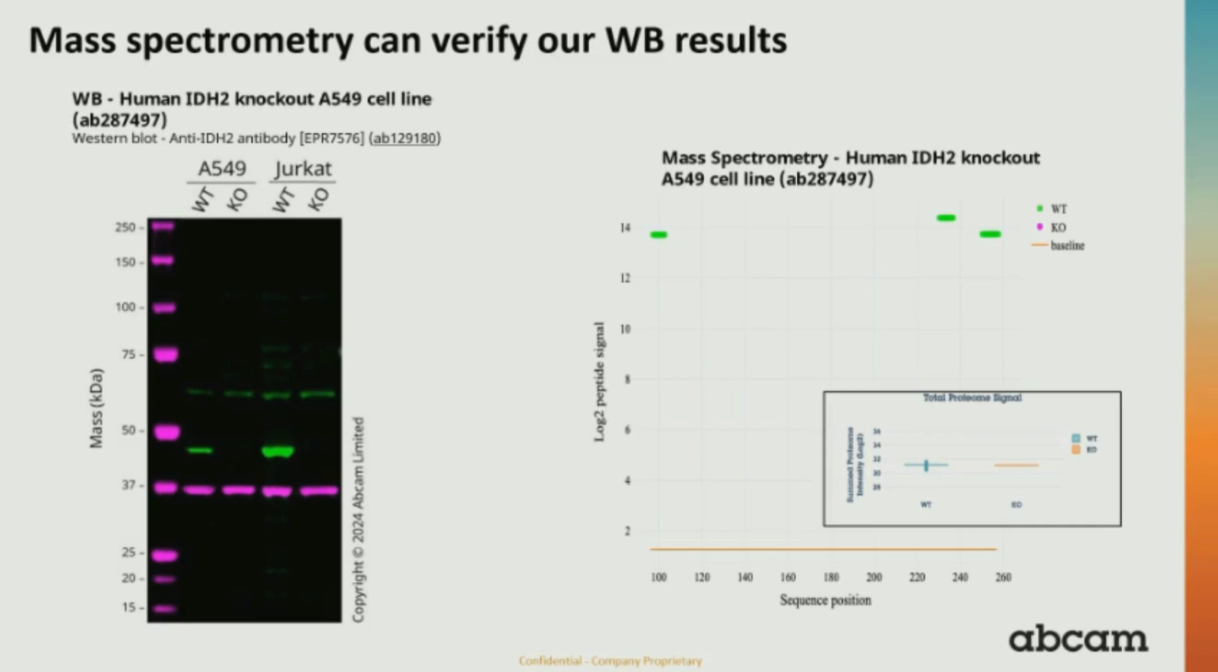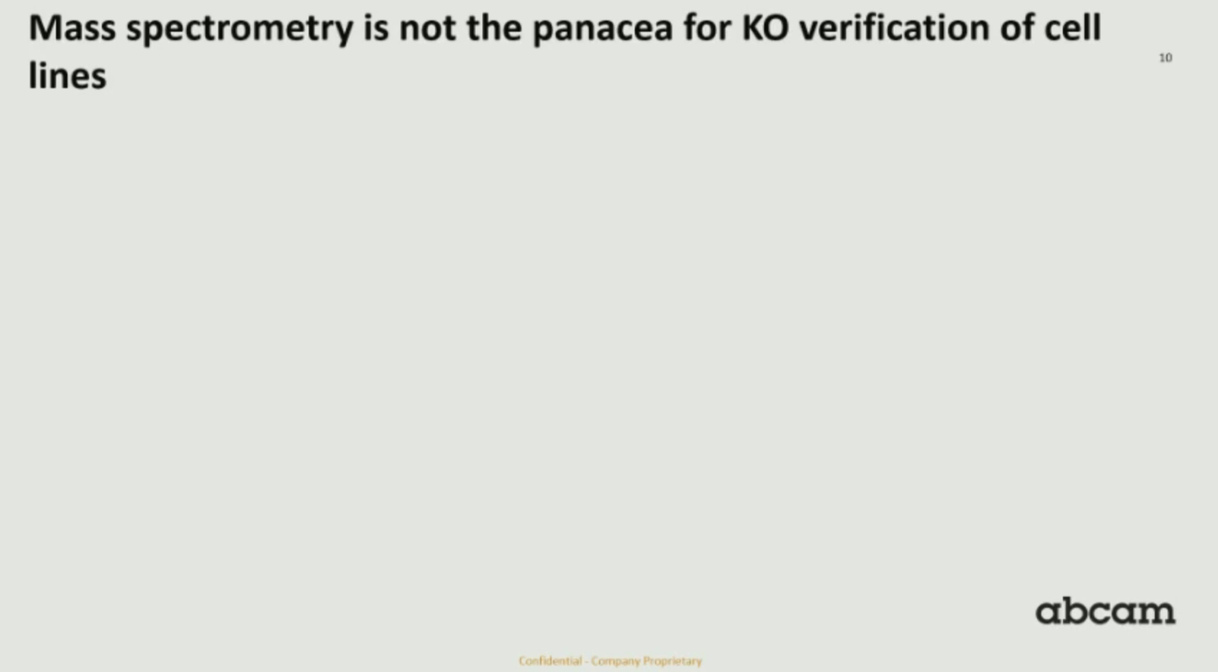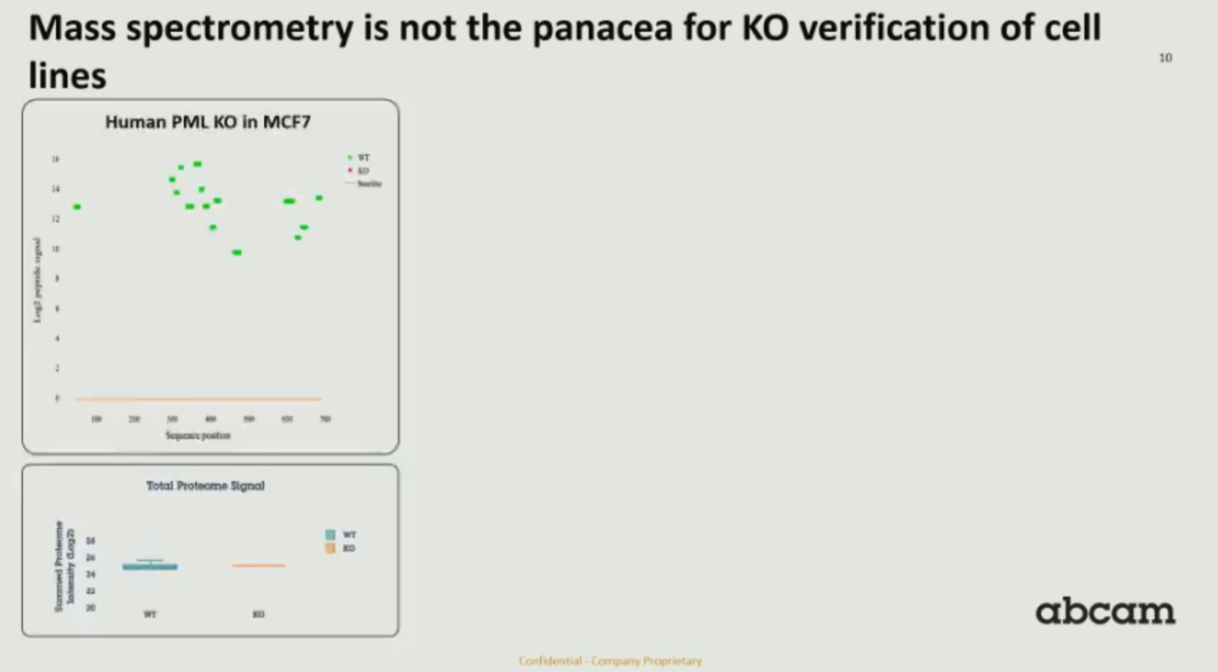And that's great, but that's not the purpose. The purpose isn't to verify the Western blot. We're not always doing them side by side. The purpose is to send them off for knockout verification first without doing the Western blot. And I'm sorry to be the spoiler here, but it's not the panacea for knockout verification of cell lines.